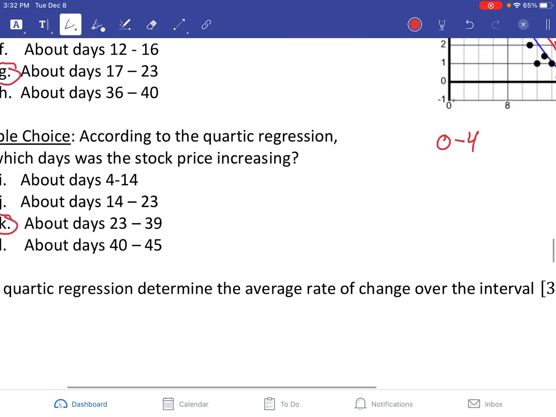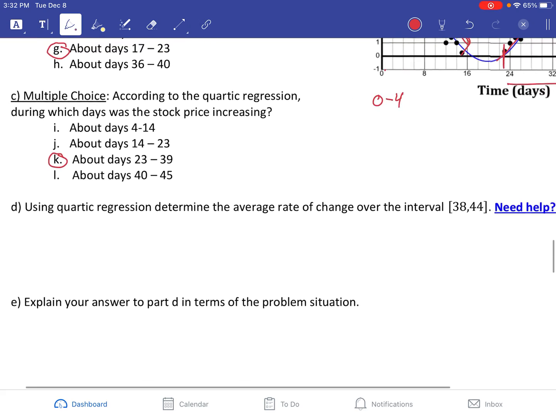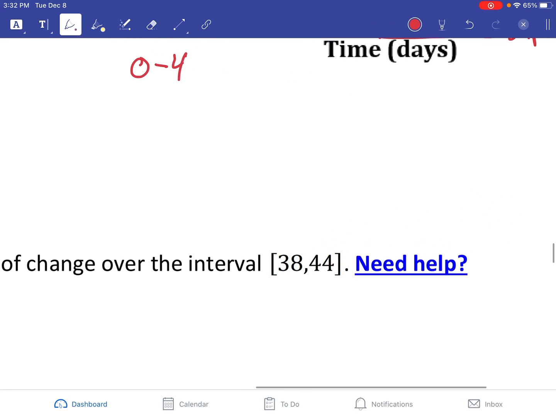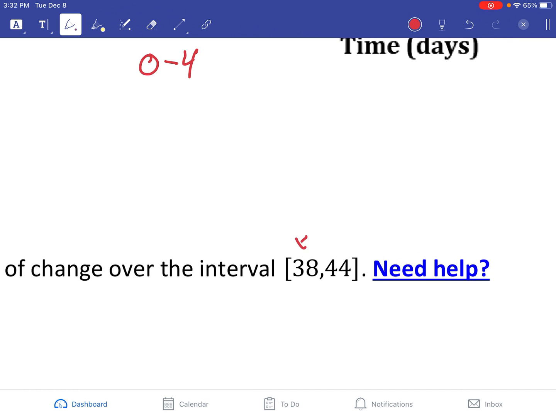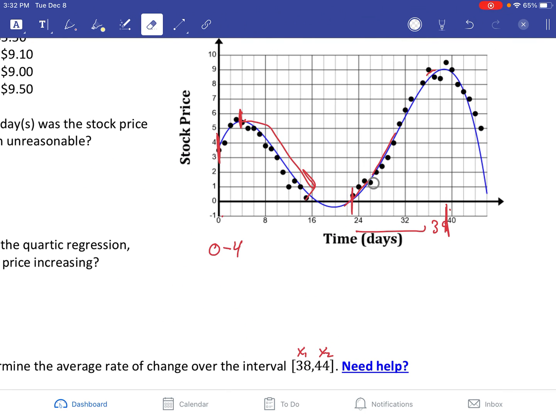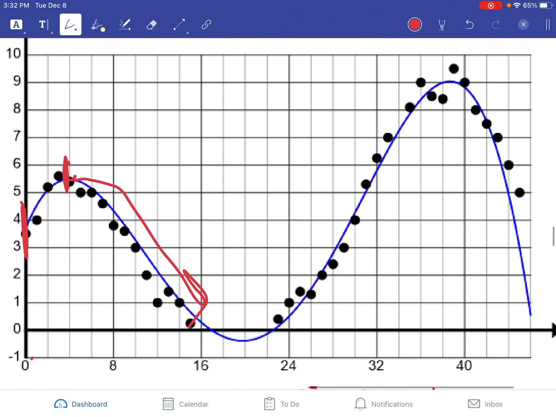Okay, so next, using the quartic regression to determine the average rate of change over the interval 38 to 44. So these are both x terms. This is x1 and x2. This is the range that we're looking at on the x-axis. So let's look at our graph. Let me erase some of this stuff. So it says 38 to 44. So 38 is going to be right here.